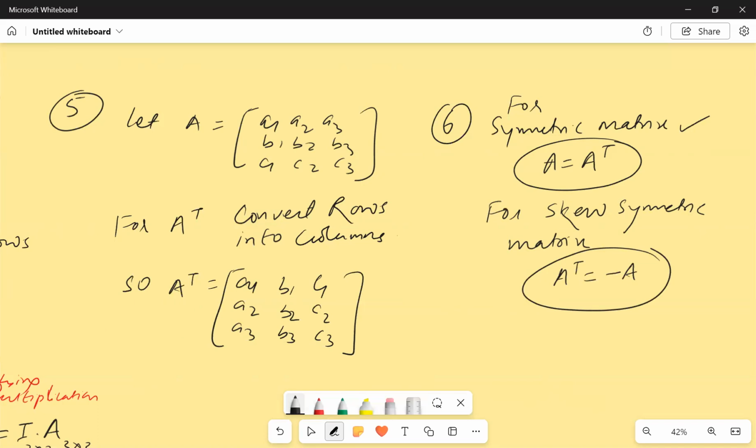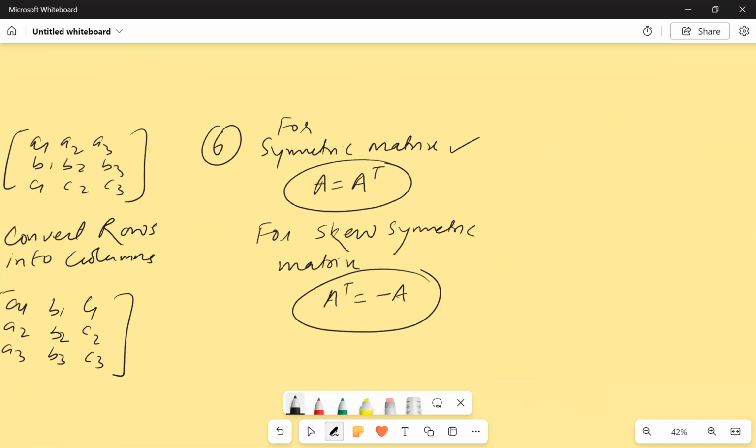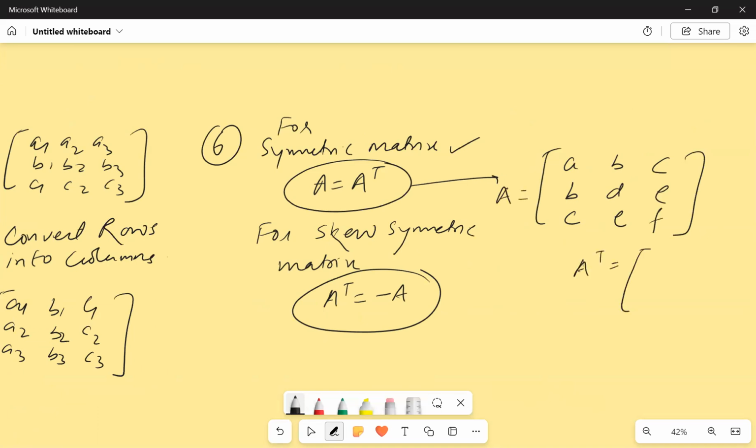Now, can we have some example? Yes. For this, you can take A, B, C, then write a row, same column, then B, D, E, and C, E, F. So if you take its transpose, it will come the same. The first row gets converted into the first column.